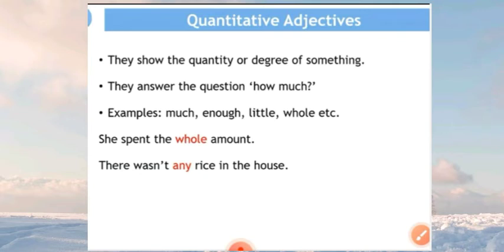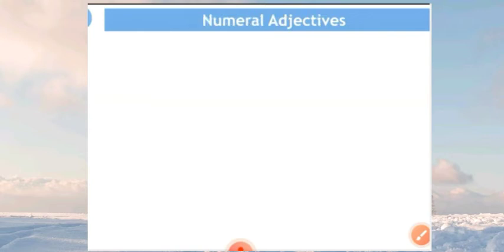So it's not telling you the exact number, but it is giving you a quantity, and hence such words are quantitative adjectives. Moving on to the next adjective type, which is related to the quantitative adjective, and this is the numeral adjective.